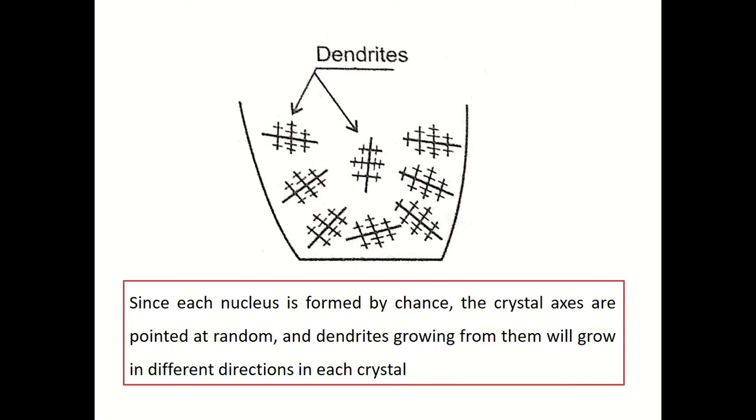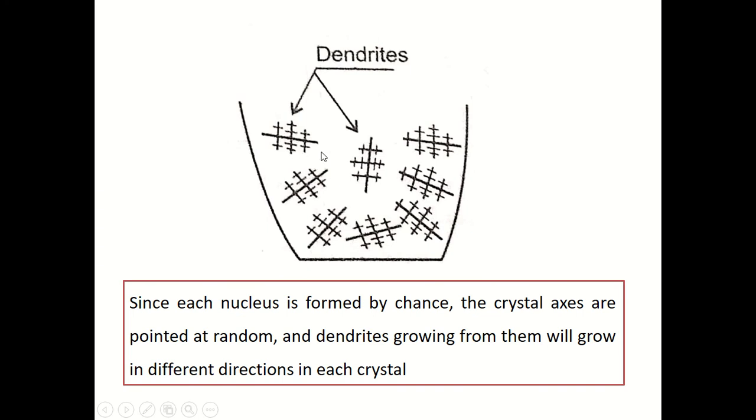Now, if you look at this diagram, you can see that different dendrites have formed. All these represent different dendrites. When we allow the molten or liquid metal to solidify in this container, here the liquid metal starts solidifying, I mean the nucleus starts forming. Here another nucleus starts forming, here another, and here another. So at all these points, the nuclei start forming.